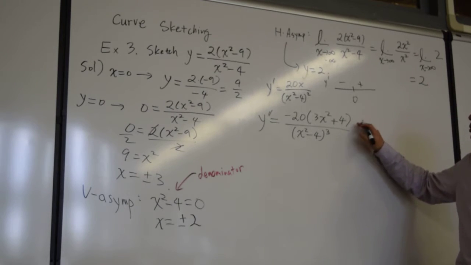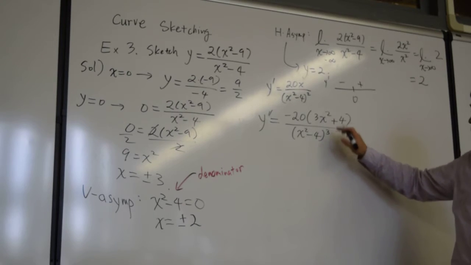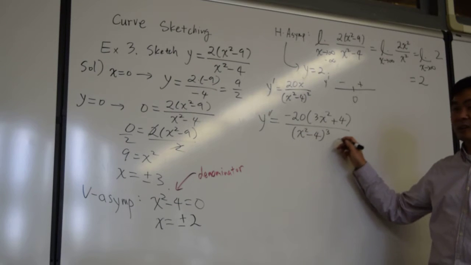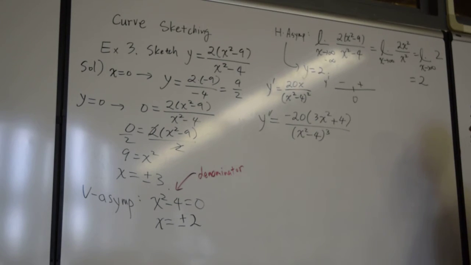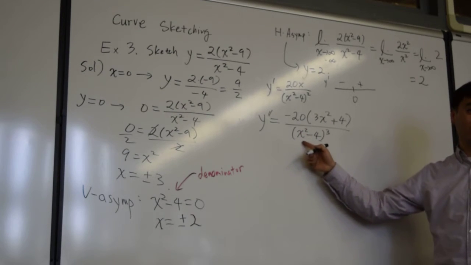Okay. For this one, this is always positive, because it's x squared, right? So the only time that it changes sign is when this changes sign. Now when does this change sign? When does this equal 0?